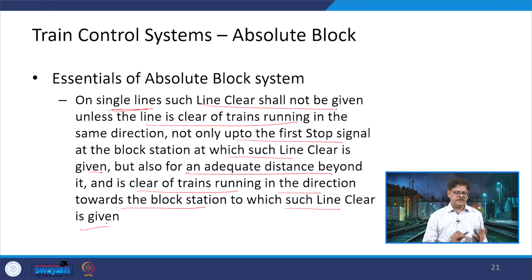So, with respect to the definitions which we have discussed, we are trying to ascertain that it is not only up to the signal which is provided here, it is basically for a certain distance beyond that signal. So, that is an adequate distance. It can be a block overlap. If it is a block overlap, then that is 180 meters which gets added.